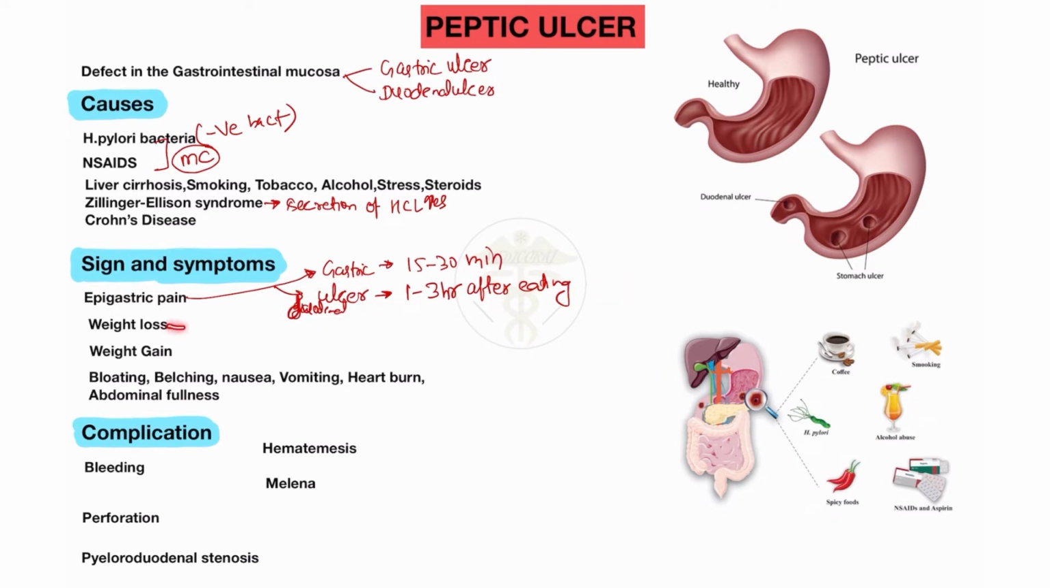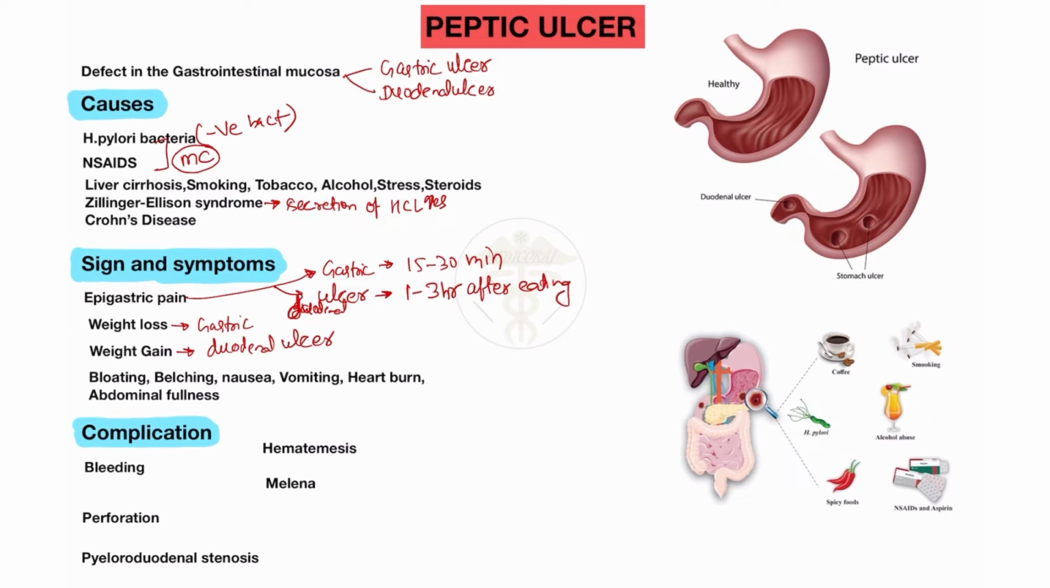Weight loss and weight gain: when the patient has a gastric ulcer, the patient feels weight loss. But when the patient has a duodenal type of ulcer, then weight gain occurs in the patient. So weight loss and gain both occur in peptic ulcer, but when the patient has a gastric ulcer, you will see weight loss.